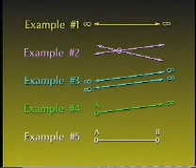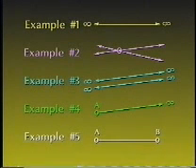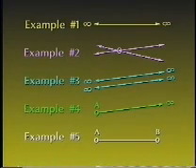A line extending to infinity from a defined starting point is a half line, as shown in figure number 4. As shown in figure number 5, a line starting from a defined starting point and ending at another defined point is a line segment.